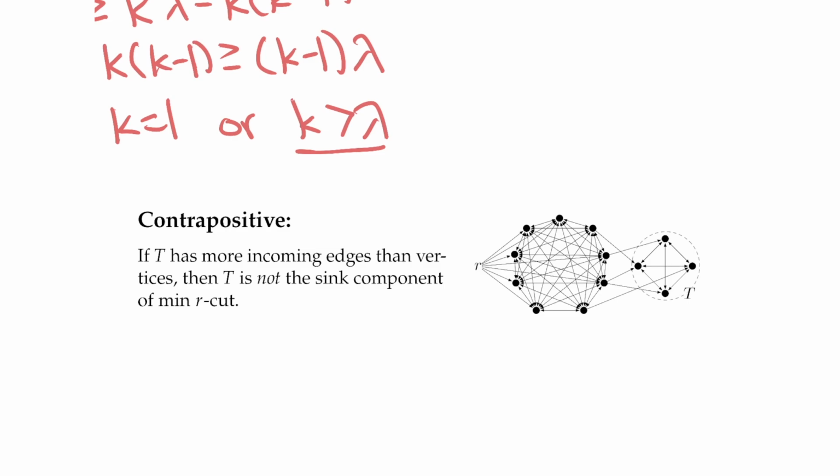Suppose, again, I took the same example and I just drew more edges. So if T actually has more incoming edges than vertices, then the contrapositive says that T cannot be the sink component of the minimum R cut. And indeed, we see that there's 5 edges going across here. So that's more than the number of vertices. So we know T shouldn't be the minimum cut, and indeed, any of these singletons actually gives us an R cut of size 4.